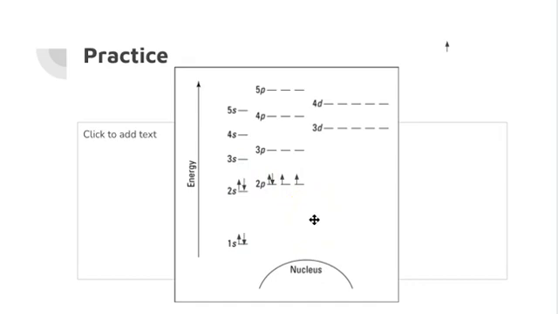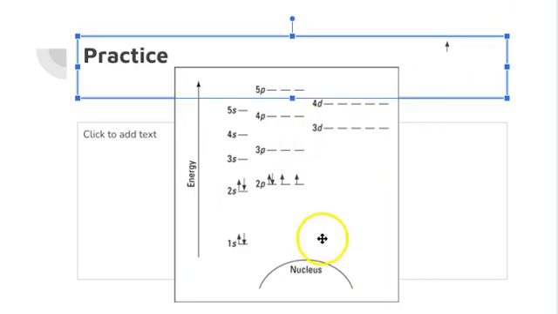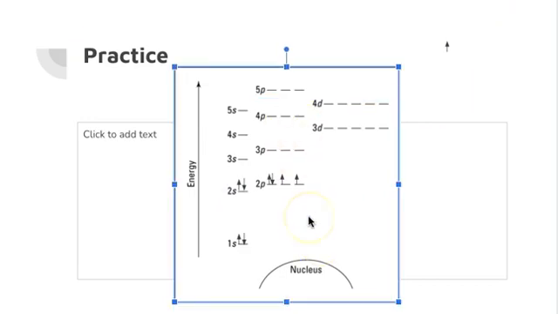If I were to do one more, let's do calcium. So calcium has 20. Okay, so you have to be a little patient with me. I need to put in 20 arrows. So let's, I've got 2, 4, 6, 8. I'm just going to paste a bunch here.